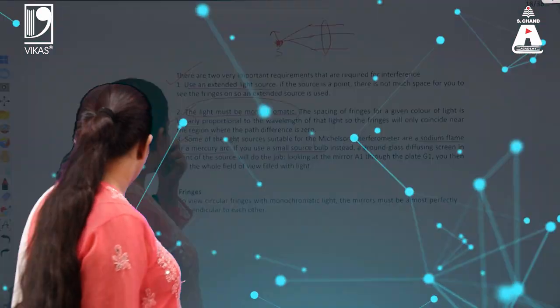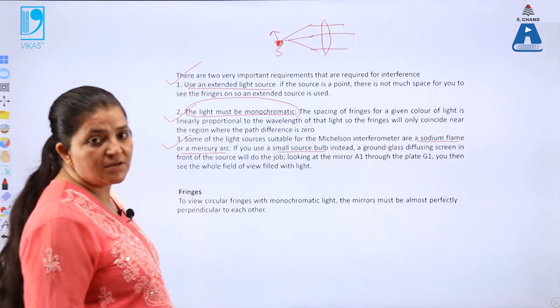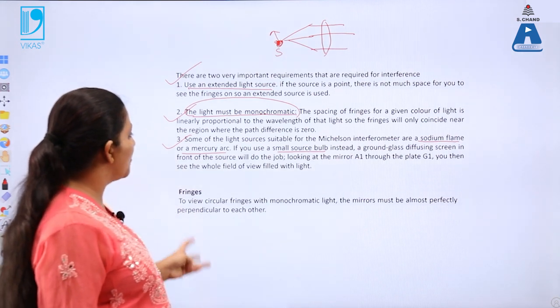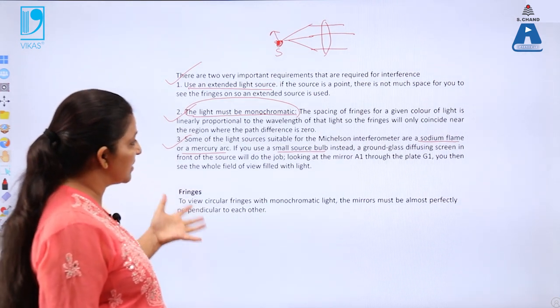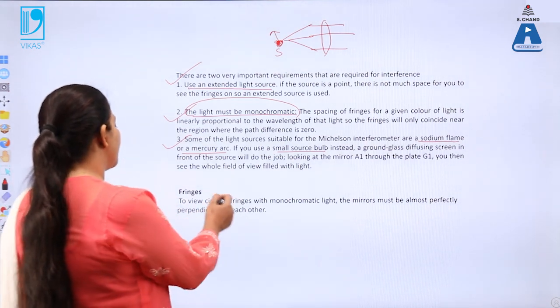Welcome back to S. Chand Academy. Now before going to the break, we studied the Michelson interferometer, how the positions of bright and dark fringes are calculated, and what the use of compensating plate G is in this case. Now the position of maxima and minima will be calculated over here. We know that in the Michelson interferometer the basic requirements are the use of an extended source of light, and second, the light must be monochromatic, and light sources like the sodium lamp or the mercury lamp can be used. Now we will calculate the fringes.